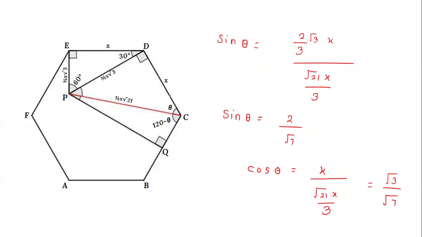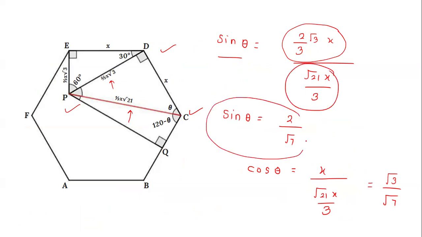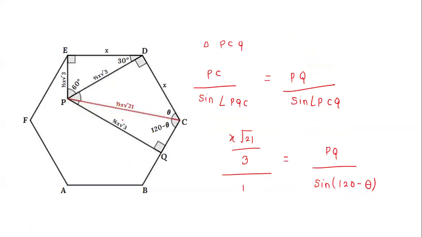In this triangle PCD, sine theta is this perpendicular divided by this hypotenuse. This is the perpendicular which we calculated previously, and this is the hypotenuse value. After simplifying, you can find the value of sine theta, and cos theta is this base divided by this hypotenuse. Both lengths we know, so after simplifying, you can also find cos theta. It will come like root 3 divided by root 7. So now you know sin theta and cos theta also.